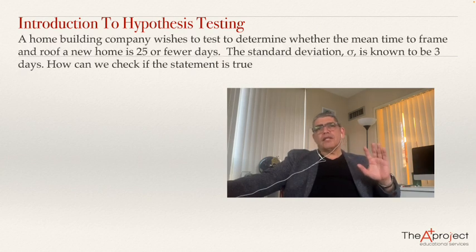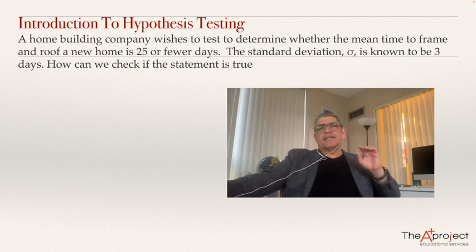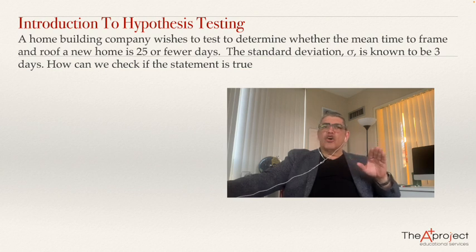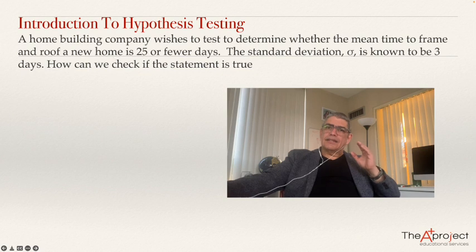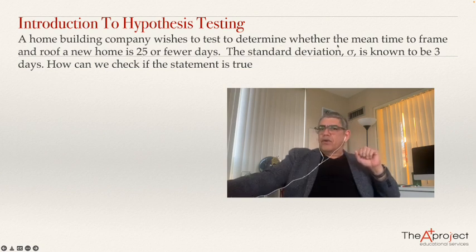Assume a home building company wishes to test to determine whether the mean time to frame and roof a new home is 25 or fewer days. The standard deviation, sigma, is known to be 3 days. Assume we know that. We know the standard deviation. How can we check if the statement is true? How can we check if really the time that the company spent framing and roofing a new home is 25 days or fewer days? We have here a statement about the mean.